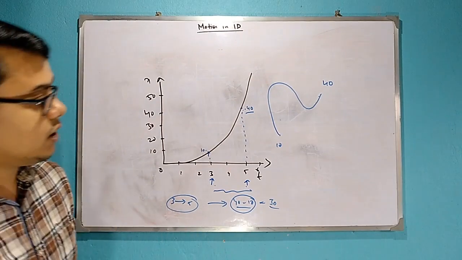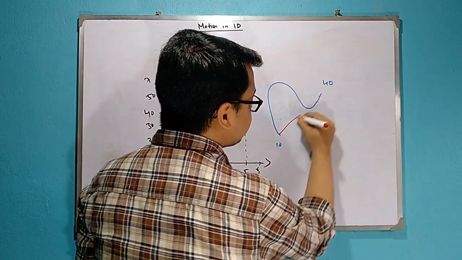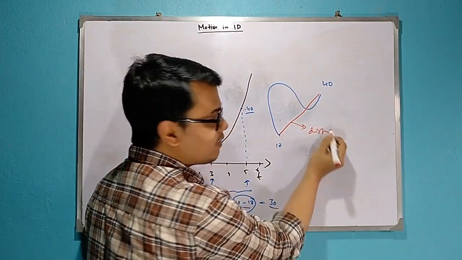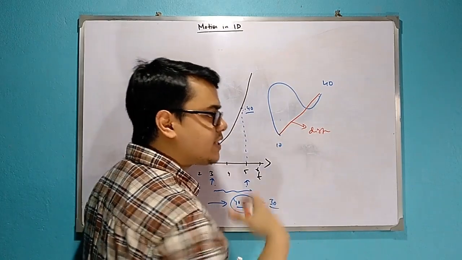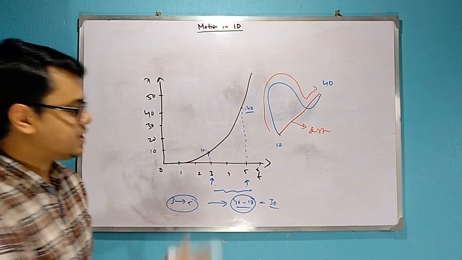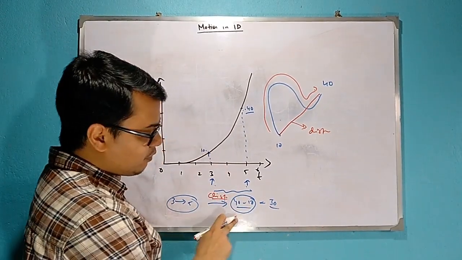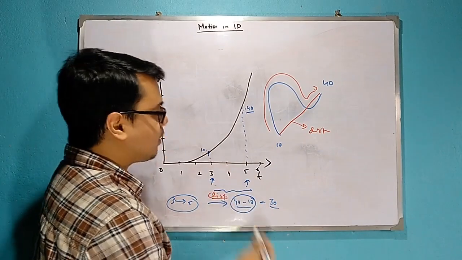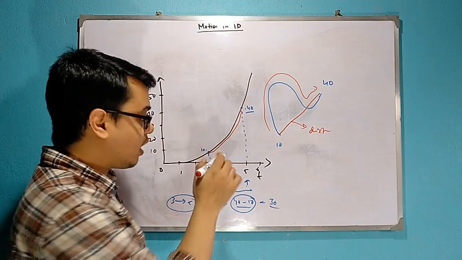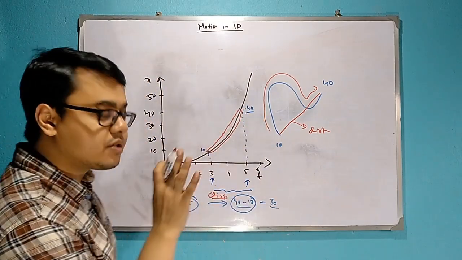Now you know that this is the displacement, and displacement is a vector. But what is the actual distance covered? This path is the actual distance covered. Similarly, displacement will be 30, but the actual distance covered will be this much. So the displacement and the distance will not be the same.